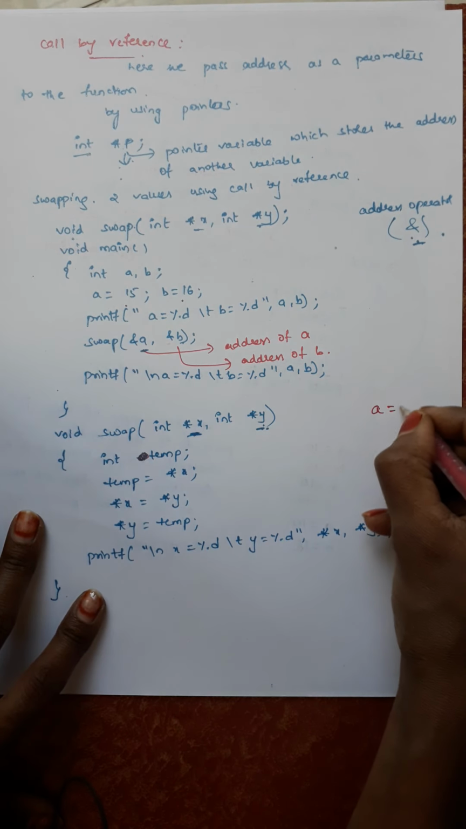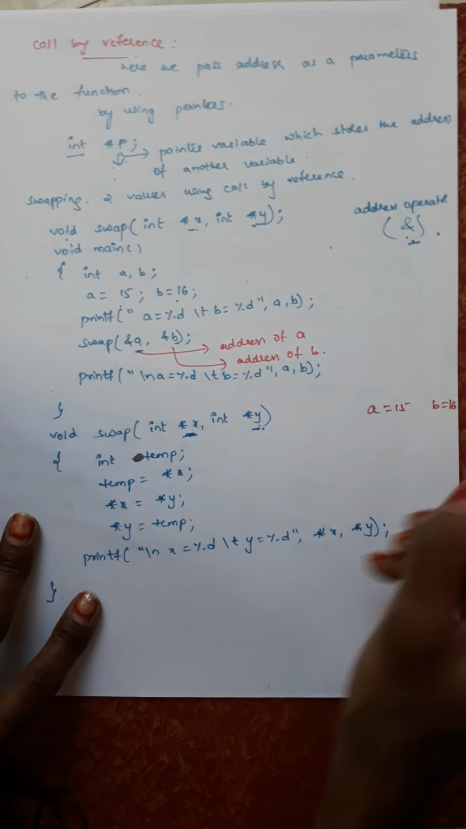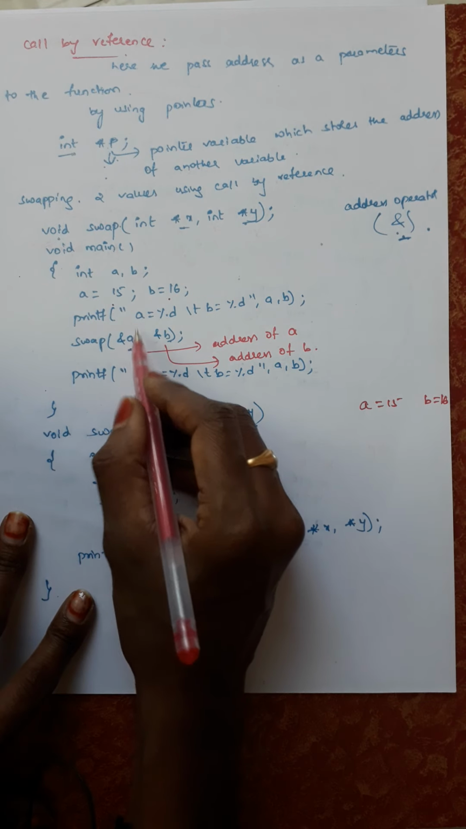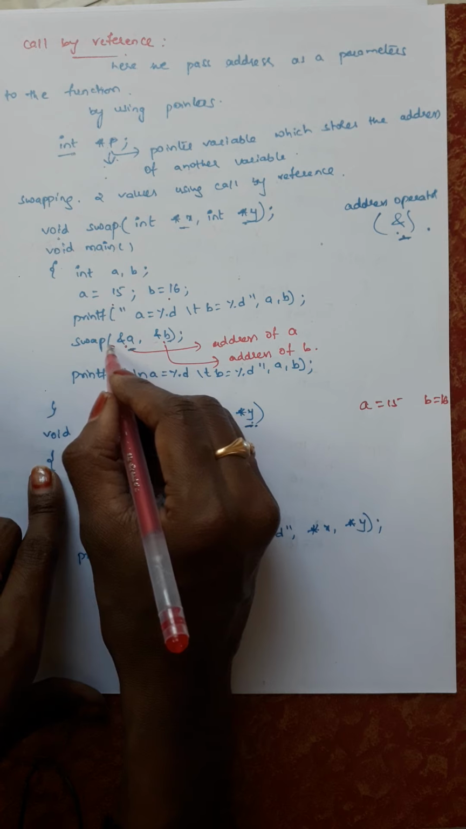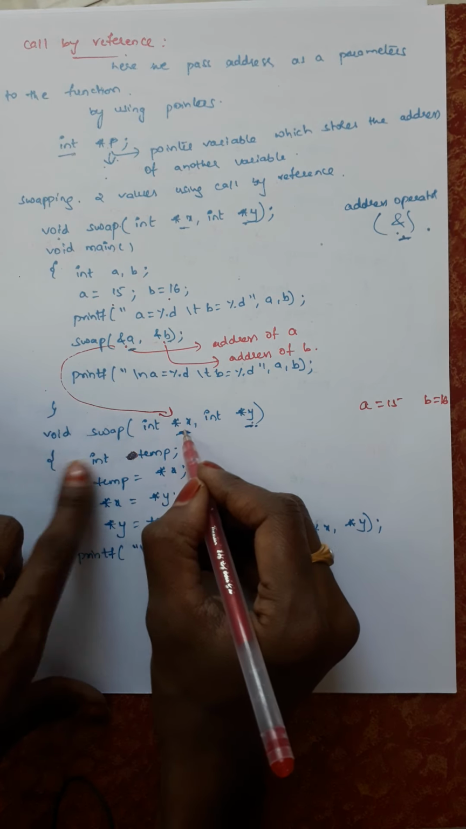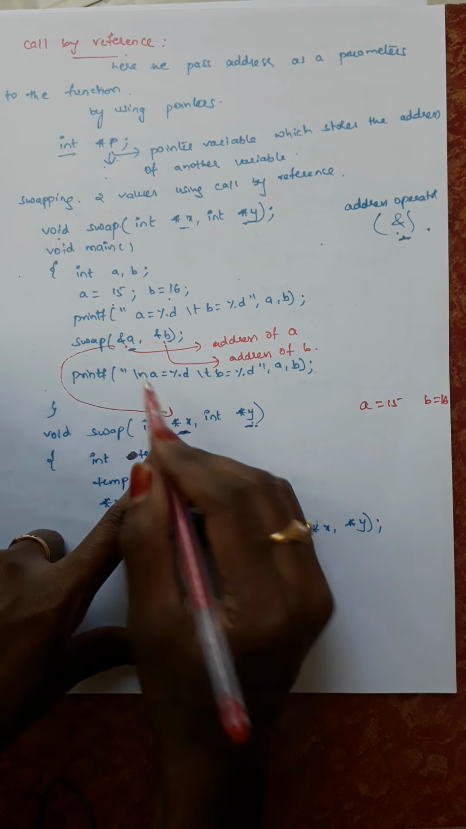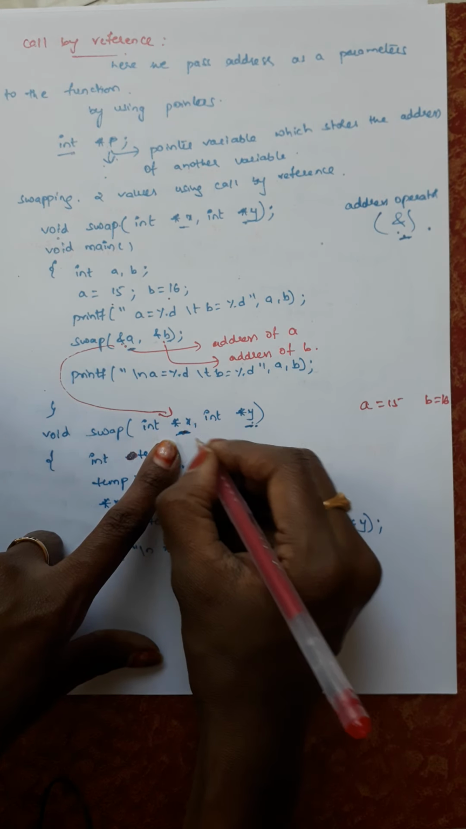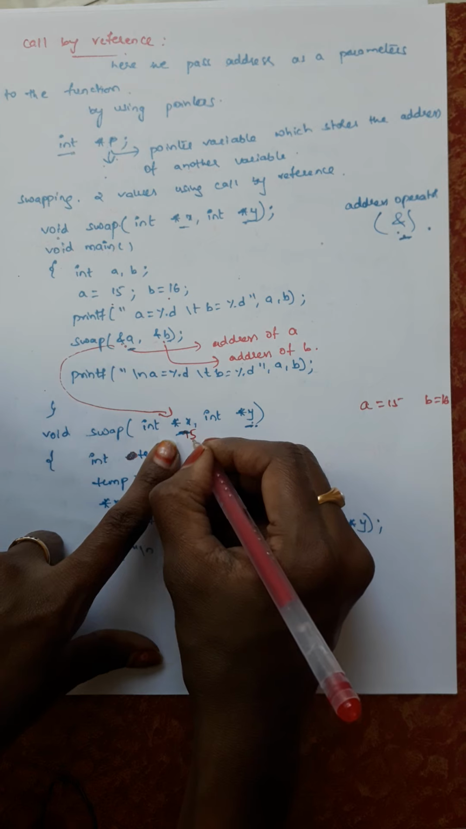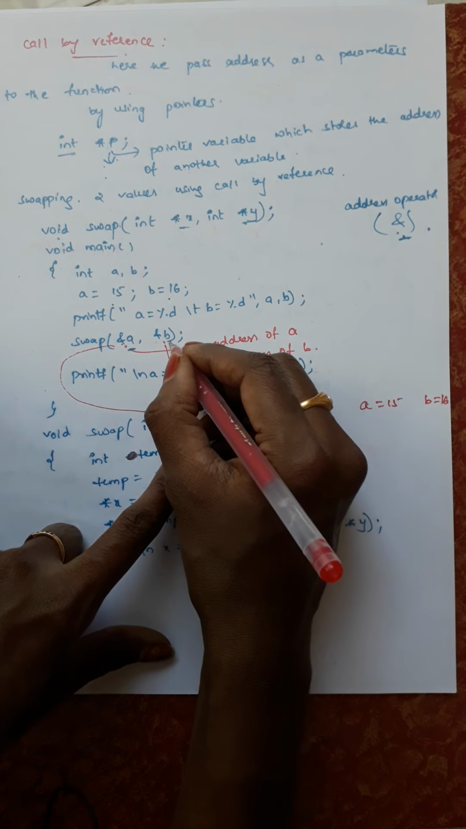So what is the value? a equals 15, b equals 16. This is the value. Now what are we sending here? The a address and the b address. So the a address is received by *x. So it is capable of storing the address. Now what does the address contain? The a value. What is the a value? 15. Now what does *x contain? 15. So now the b address.